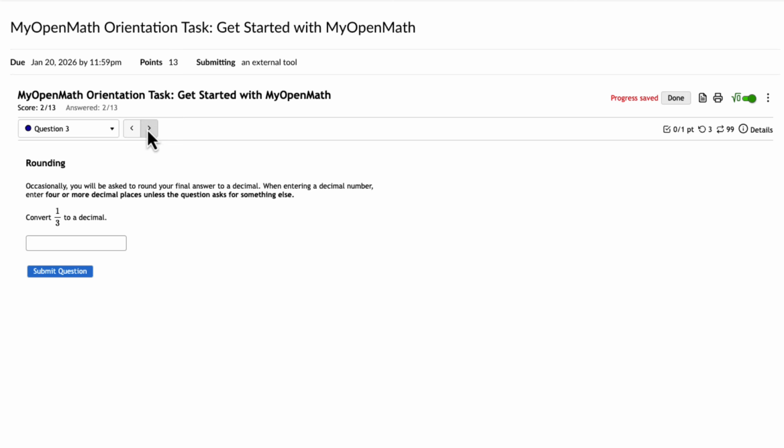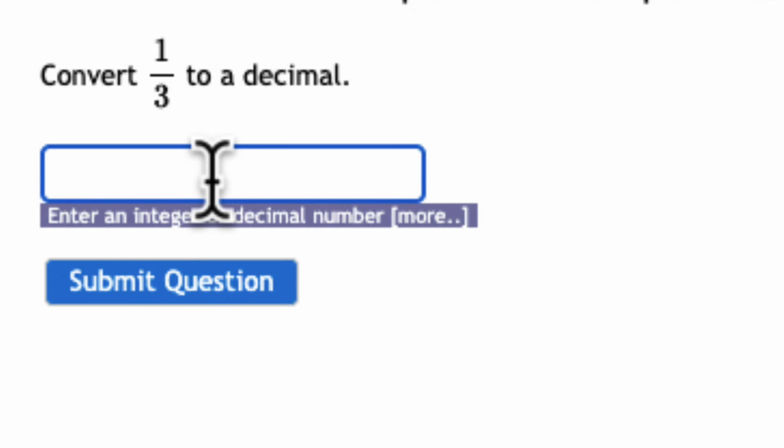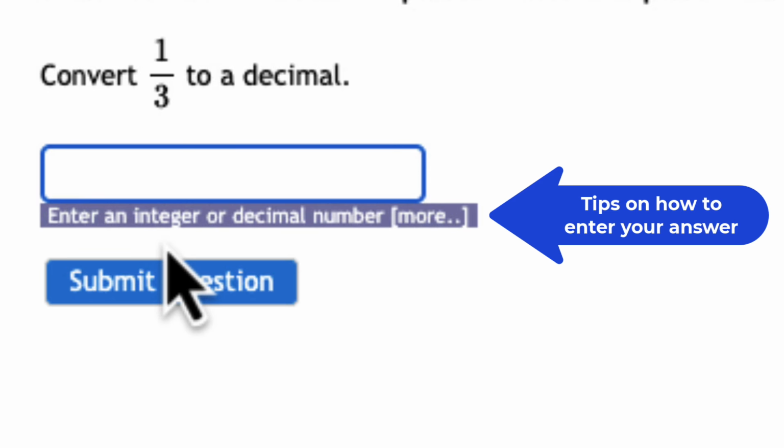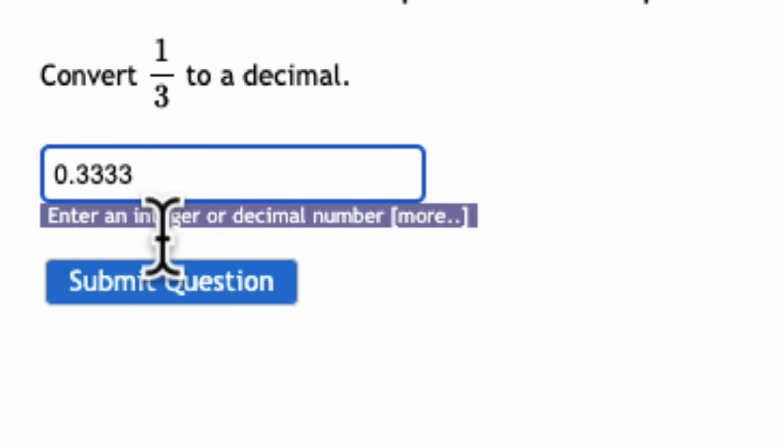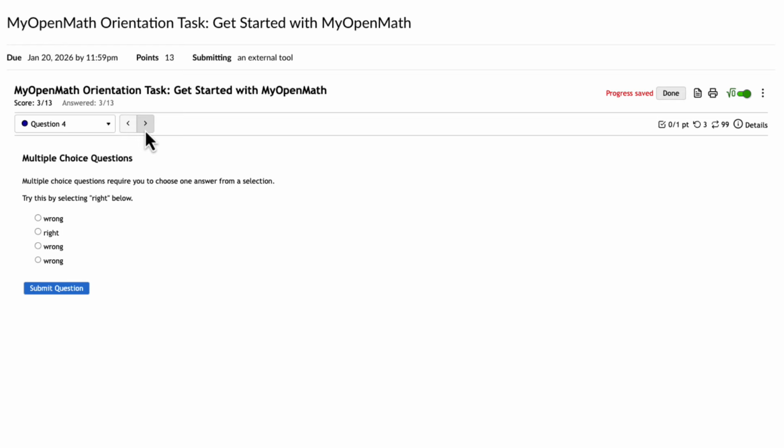Continue on through your assignment. The third question here asks you to convert a fraction to a decimal. When I click in this answer box, you will see that at the very bottom of the answer box, it gives me a tip on how to enter the answer. In this case, the program is looking for an integer or a decimal. Since I'm asked to convert it to a decimal, I will round my answer to 4 decimal places and press enter. Continue to move through the assignment.